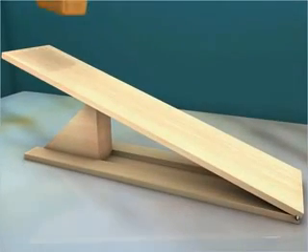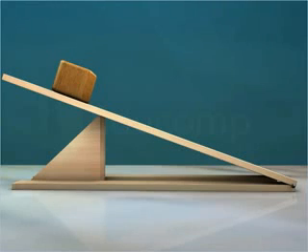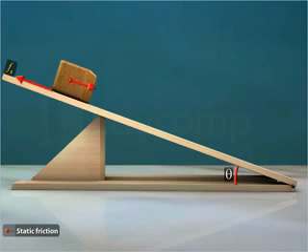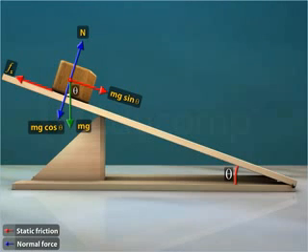If we place a block on an inclined plane, it does not move or slide down if the inclination theta is less than a certain value. This is because the force of static friction equals mg sin theta. We can represent various forces acting on the block.